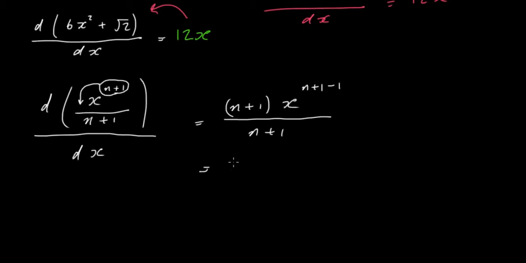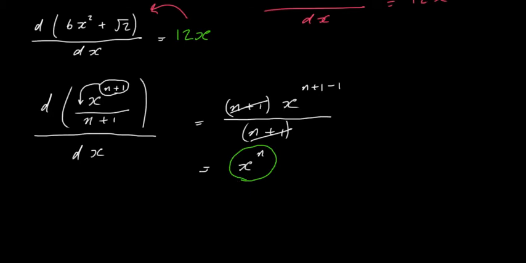So that's what we get when we differentiate this particular term. Now let's simplify that. We've got an n plus 1 on the top and n plus 1 on the bottom. They'll divide into each other, we just get 1. So we simply end up with x to the power of n plus 1 minus 1, which gives us 0. So when we differentiate x to the power of n plus 1 divided by n plus 1, we get x to the power of n.